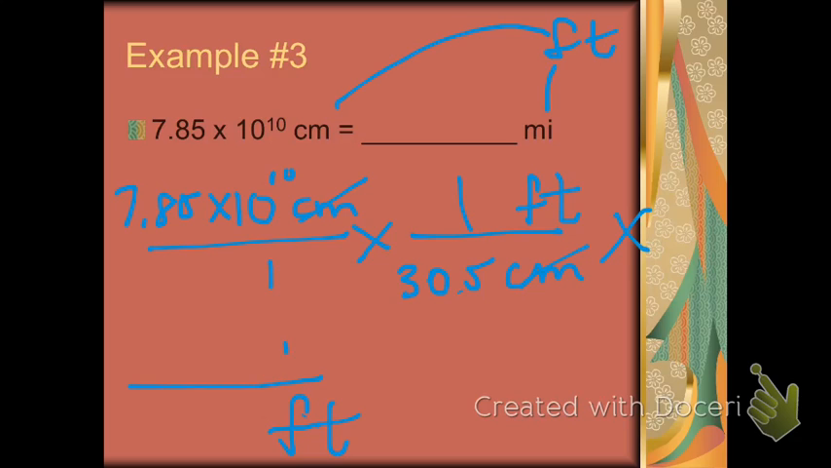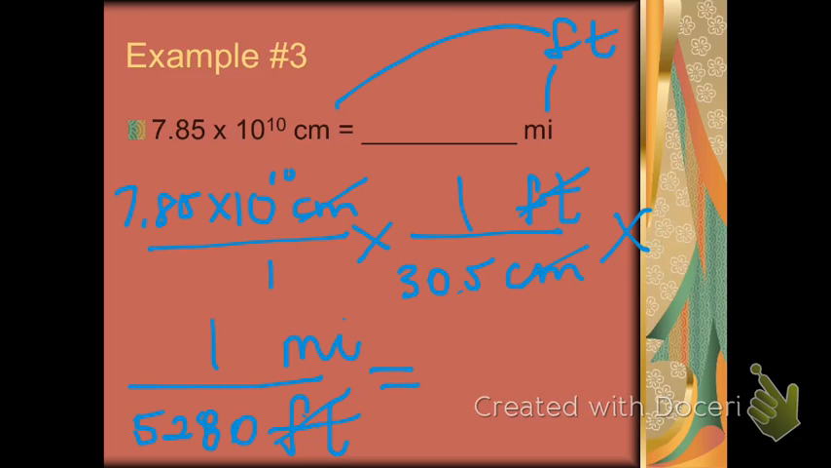So from feet we can go to miles. And if I look at my chart, the feet to miles is in the second column, fourth thing down. And it says 1 mile equals 5,280 feet. Feet cancel out. And I'm left with mile, which is the answer that I want.